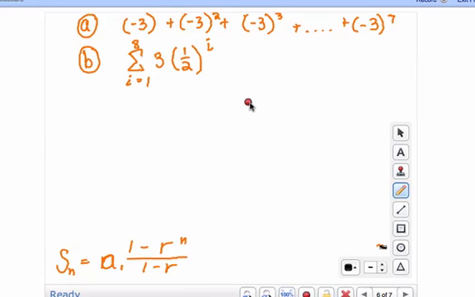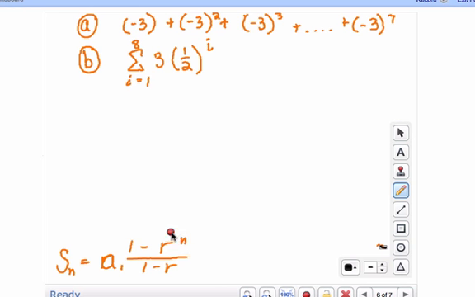Okay, so when you're finding the sum of these expressions here, these are geometric expressions, and so we're going to use the formula for the geometric series here. In order to find the sum, we need to know what the first term is, what the common ratio is, and how many terms you're adding together.